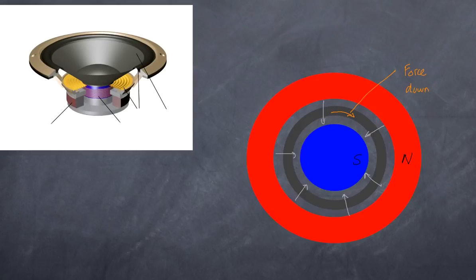And I'll choose a different color here. Imagine, for example, I have the current going in the opposite direction. What would the force therefore be? Well, again, the same rules apply, but in this case, if the current is going in that direction, the force is going to be upward. So you can see, the direction of the current that we put in the coil will determine the direction of the motion of this coil.